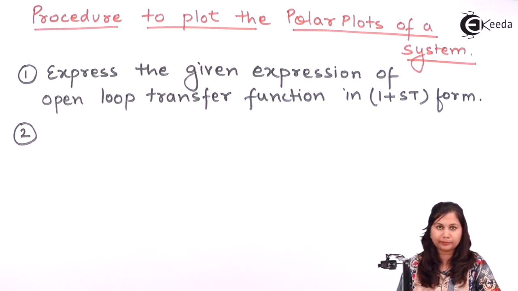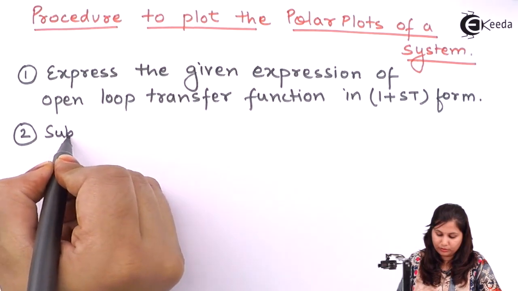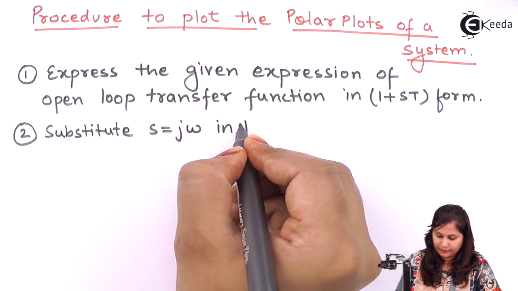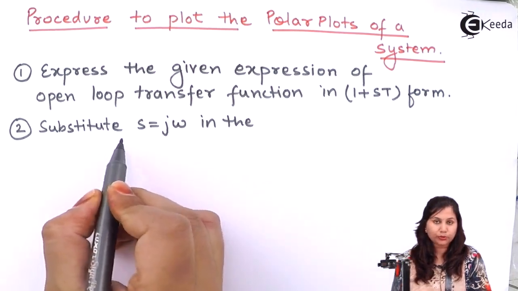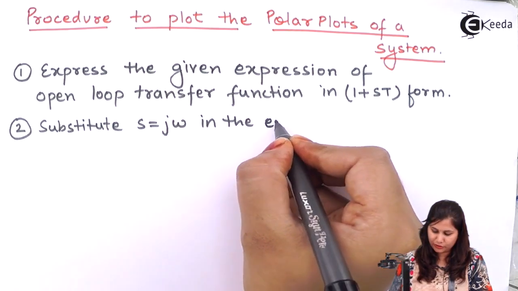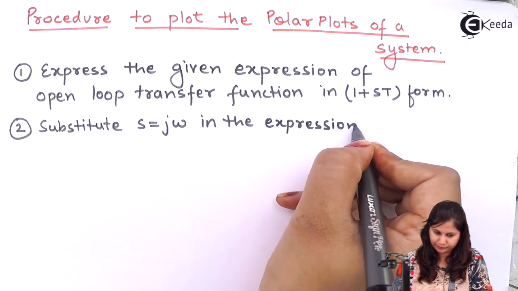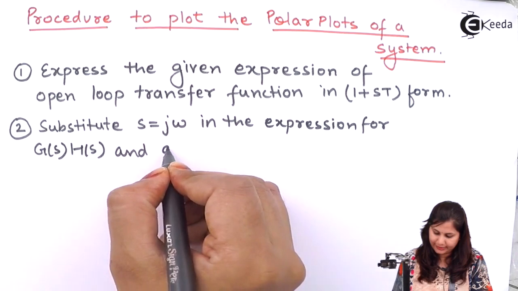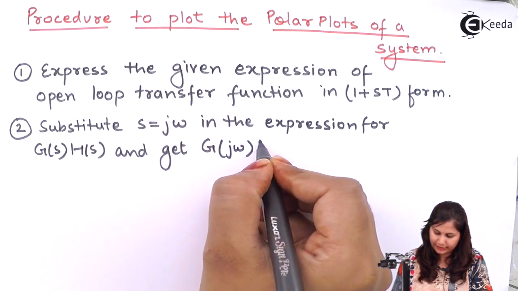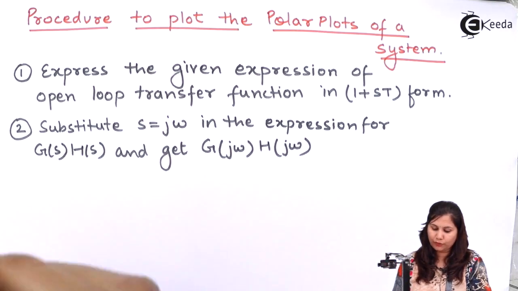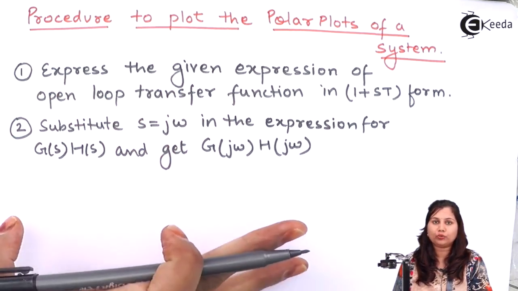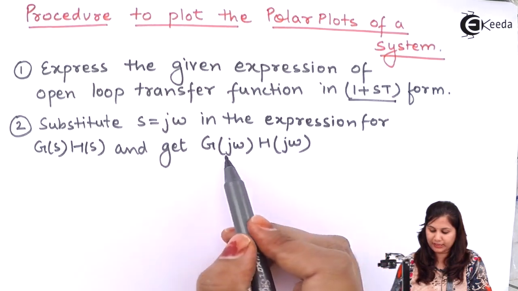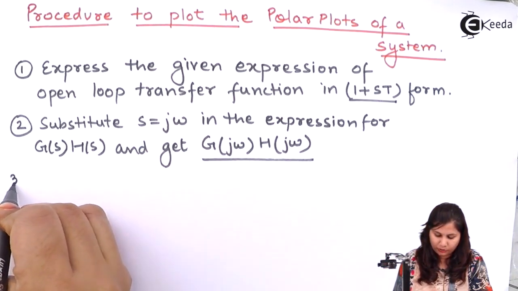Now the second step will be to substitute this S by J omega in the expression for GS, HS and get G J omega H J omega. So the first step was, we are given the open loop transfer function, and we have to convert it into the form 1 plus ST. Then we have to substitute S by J omega and obtain the expression for G J omega H J omega.